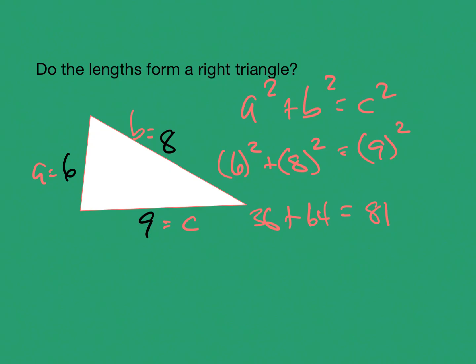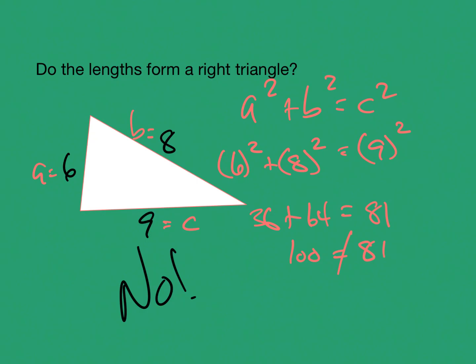36 plus 64? 100. Is 100 equal to 81? It's not. These two things are not equal. Therefore, we would say no. Those three values do not constitute this to be a right triangle.